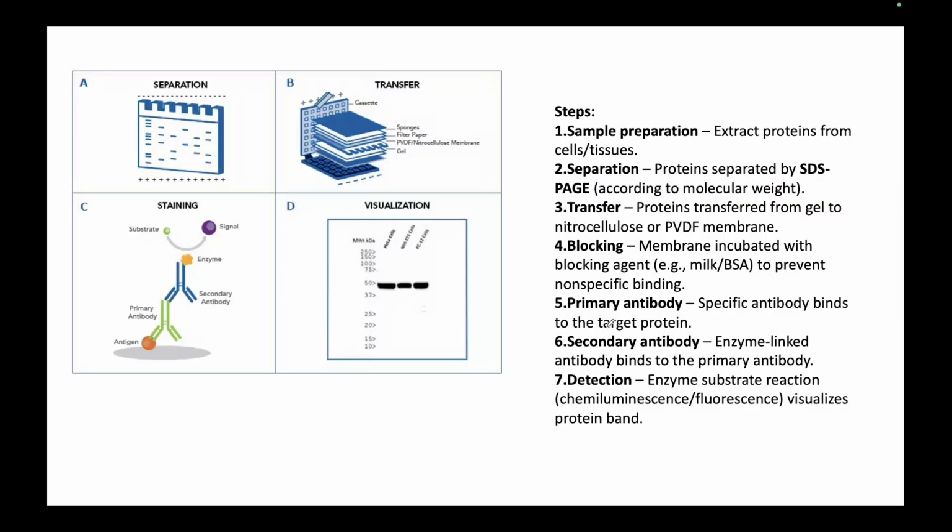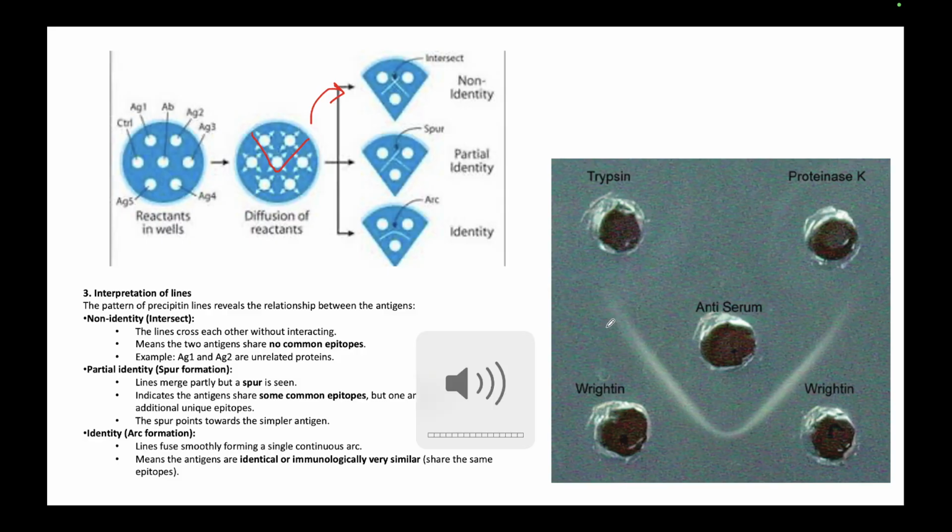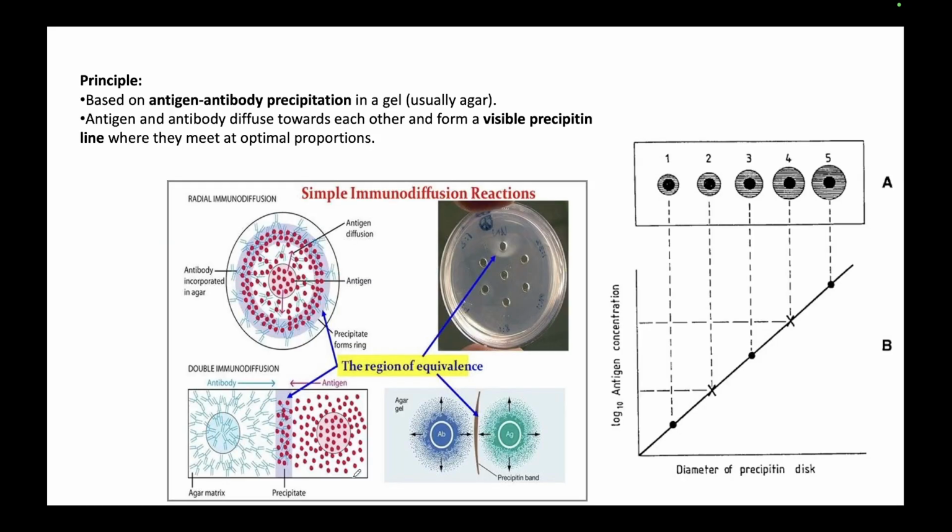Ma'am, I have a confusion. When there are two different antigens making interaction, they are crossing. But how? Suppose here and here they both are coming towards each other, okay, they both are coming towards each other. So here there are certain sets of these. They are both coming towards each other. So what is happening here?